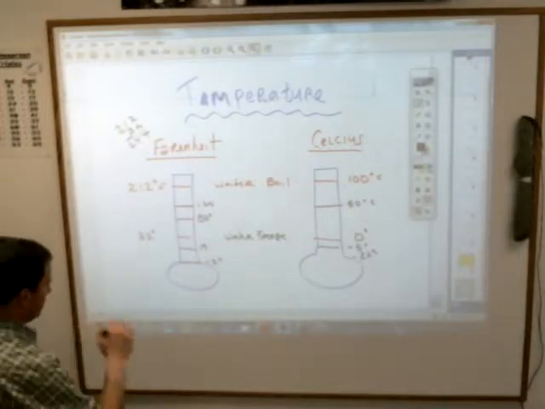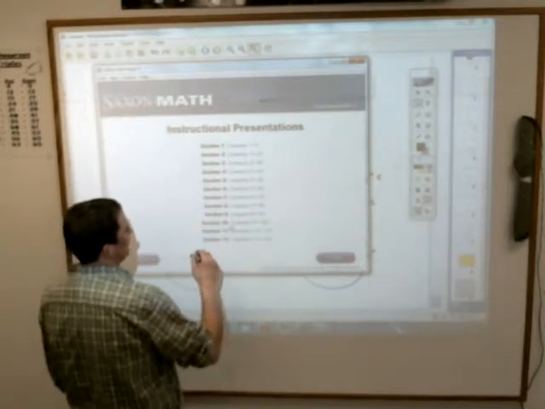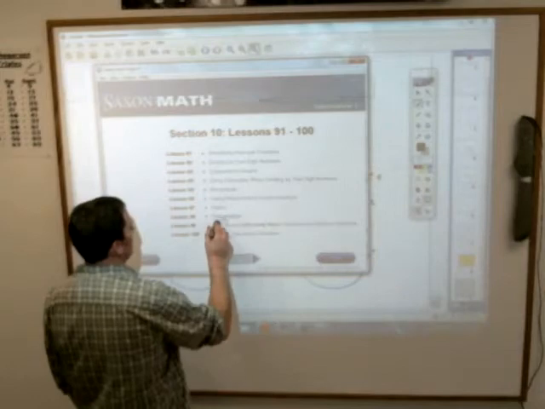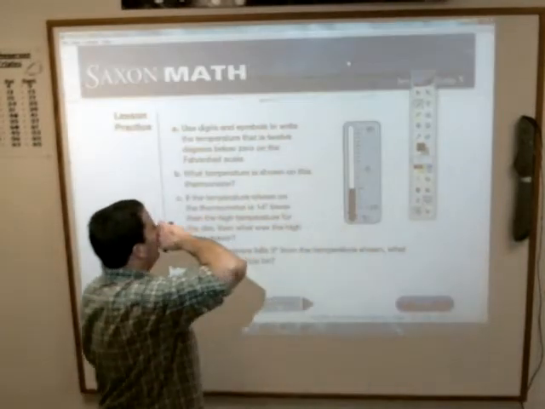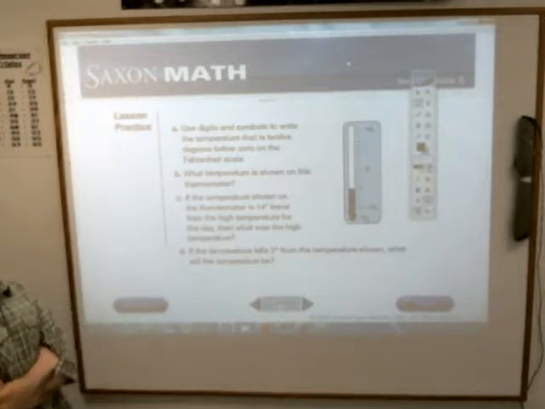Let's look at some of the lesson practice things here. See if we can get some questions here. What are we at, 98? Temperature, lesson practice. See if you can answer this. Use digits and symbols to write the temperature that is 12 degrees below 0. How would you write 12 degrees below 0 Fahrenheit?